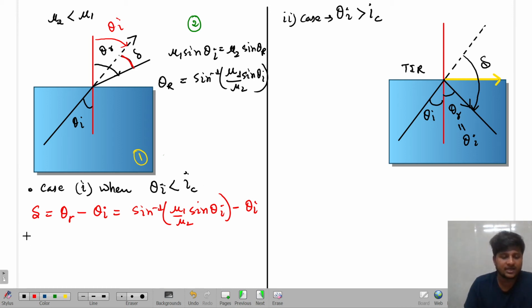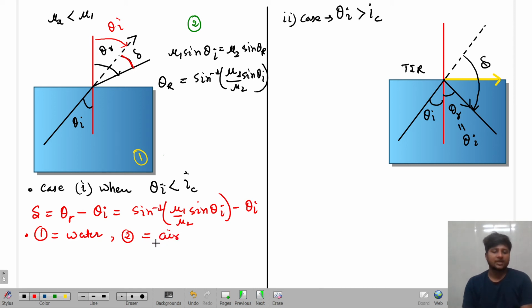Now let's suppose we are moving from medium 1, which is water, to medium 2, which is air. You know that for air the refractive index is equal to 1. So that means mu of 2 is going to be equal to 1. What do you get as the relation of deviation over here? Deviation is going to be equal to sine inverse.